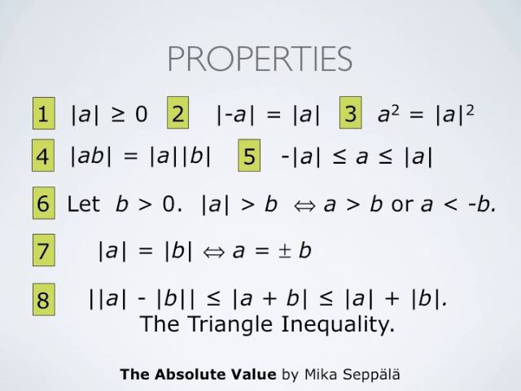The absolute value of a equals the absolute value of b if and only if a is either b or negative b, and then finally the triangle inequality. The absolute value of a plus b is at most the absolute value of a plus the absolute value of b. The left-hand side of this triangle inequality is less used. The right-hand side is the most important.